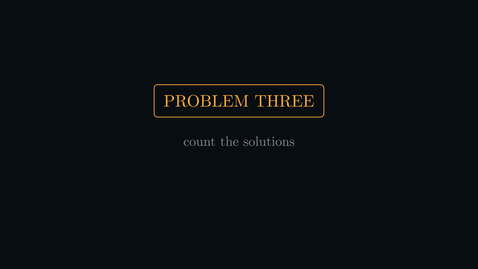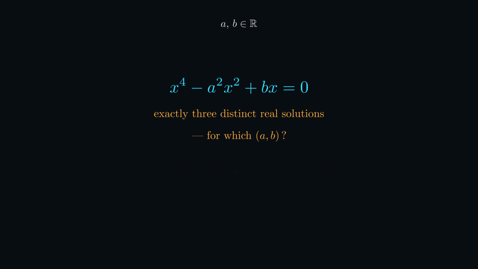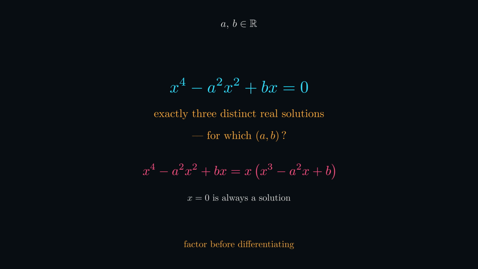Third problem. Count the solutions, then draw the answer in a different plane entirely. Let a and b be real numbers and consider x to the fourth minus a squared x squared plus bx. The question: for which pairs a, b, does this have exactly three distinct real solutions? And then draw that set of pairs in the a-b plane.